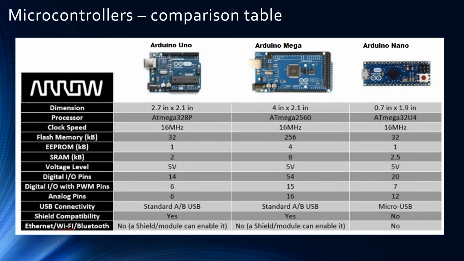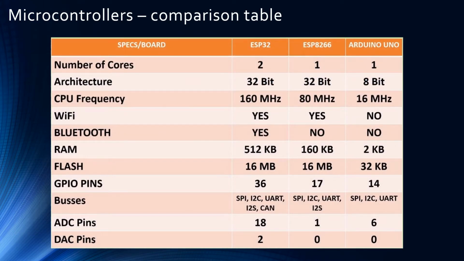It's very small. Okay. Now this is the comparison between Arduino Uno, Mega, and Arduino Nano. Now, I want to compare with the NodeMCU ESP32 and Wemos D1 Mini. This is the comparison table between the Arduino Uno, ESP32, ESP8266. In plain words, the difference is mainly just about the connection.